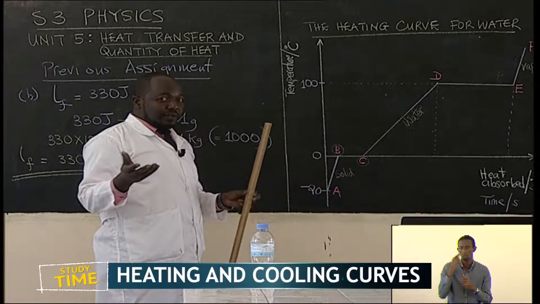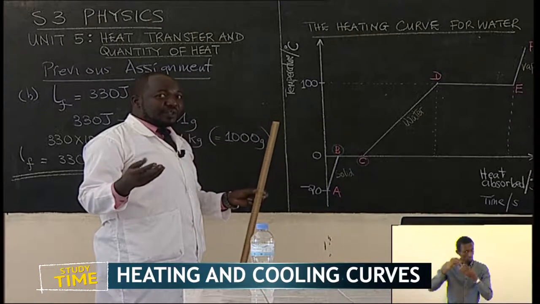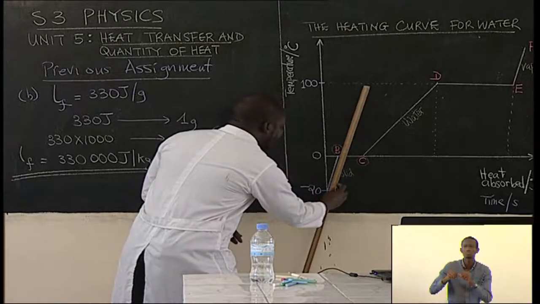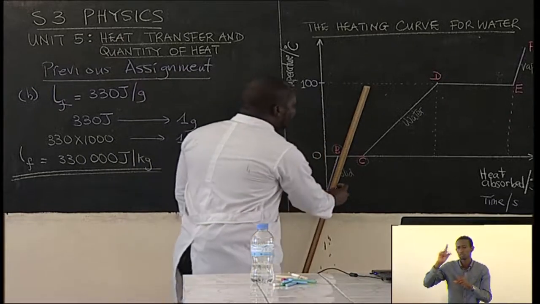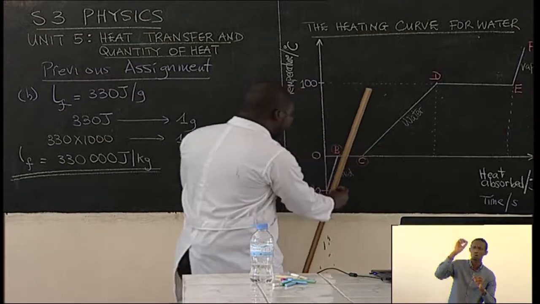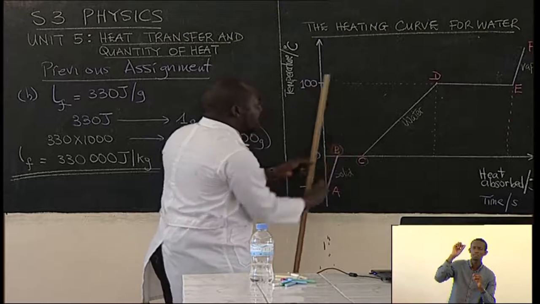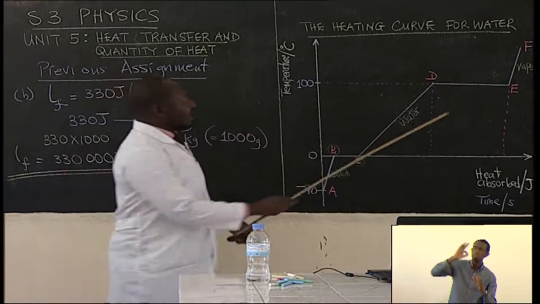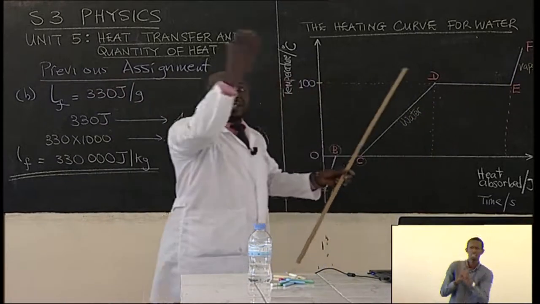your math teacher, if you have been following what he has been teaching you, told you about gradient. So if you look at the gradient of this line AB, do you think it is the same as the gradient of the line CD? No. This one, AB, is steeper, and CD is less steep. And actually, EF is the steepest of all.